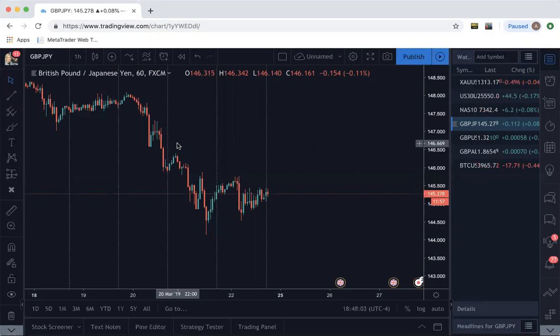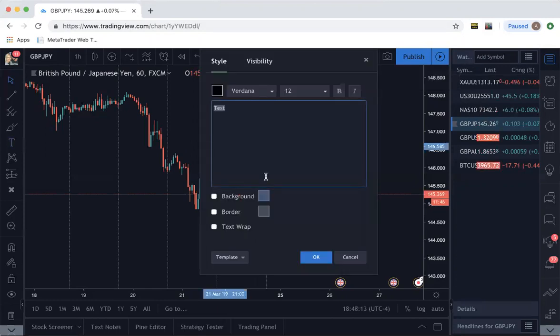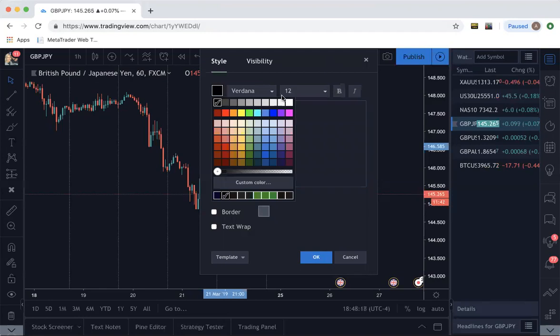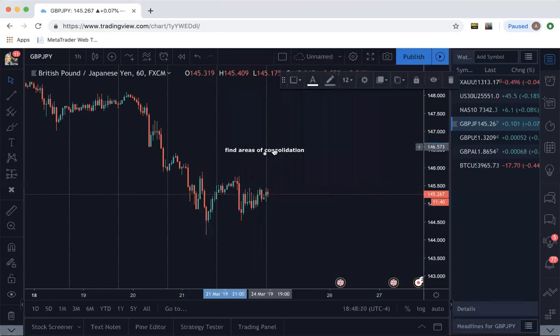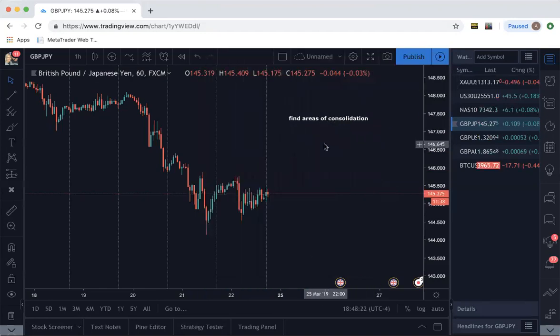So the gist of breakout trading is very simple. This is what you do, okay? You find areas of consolidation. First step, find areas of consolidation. Some people call it accumulation. It doesn't really matter. It's very easy to spot consolidation, where price is ranging. Find a range. Find where price is just going back and forth and not doing much, right?